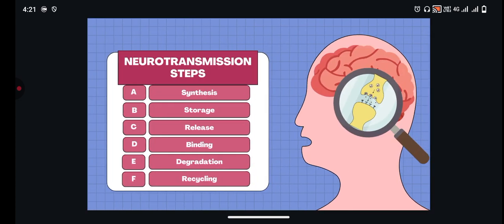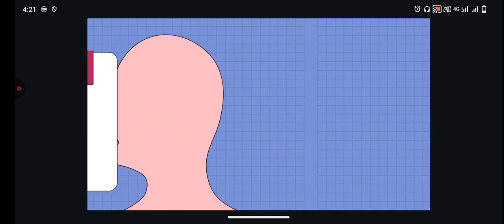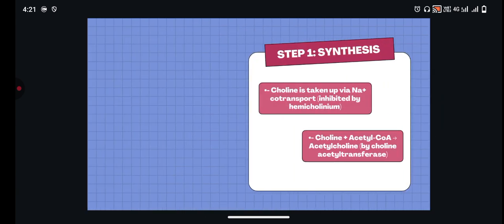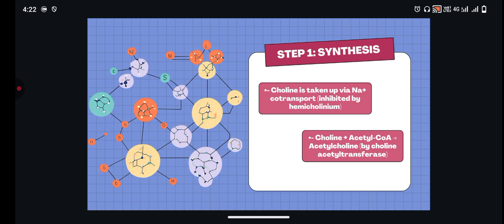After that, we have to see different steps in the neurotransmission, that include synthesis of acetylcholine, then storage into the vesicles, then release of acetylcholine from the vesicle into the synaptic cleft, then binding of acetylcholine with its receptors, and then degradation after utilization, and then recycling of degraded parts of acetylcholine. After that, we have the very initial step known as synthesis, in which choline along with sodium will be co-transported into the neuron, and that step can be blocked by hemicholinium.